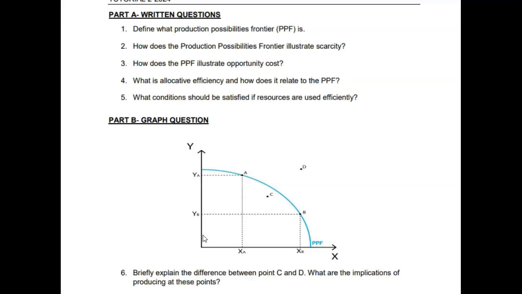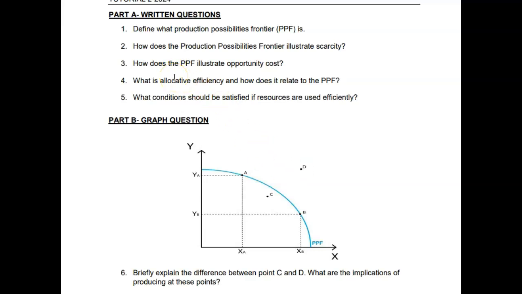So how does a production possibility frontier, which is this, illustrate scarcity? Anytime you get this question, you must say that it illustrates scarcity because we can't attain the points outside the PPF. So you see D over there, you can't attain it. It's impossible, right? You can't do it. So that illustrates scarcity, right?